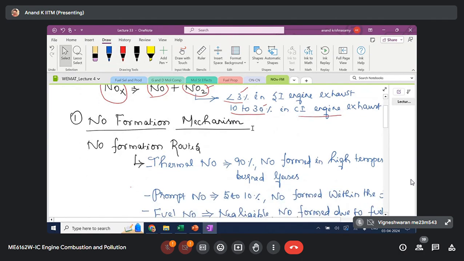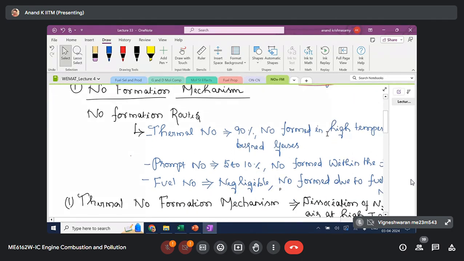First, let us look at the NO formation mechanism. There are three routes, or ways, by which NO, nitric oxide, is formed in the IC engine, both SI and CI engine. One of the routes is called thermal NO. The other one is prompt NO. The third one is fuel NO. So these three are the routes by which NO is formed in an IC engine.